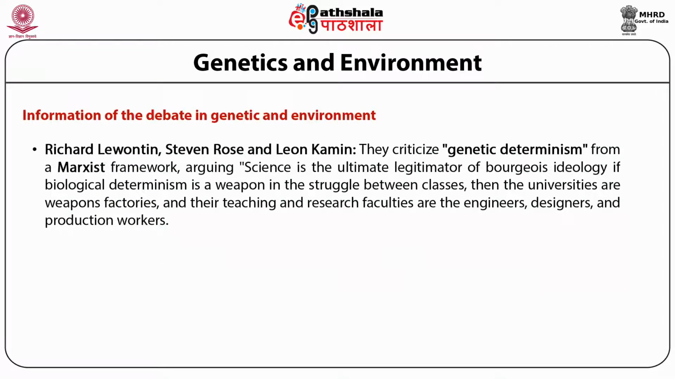Richard Lewontin, Stephen Rose, and Leon Kamin criticized genetic determinism from a Marxist framework, arguing that science is the ultimate legitimator of bourgeois ideology. If biological determinism is a weapon in the struggle between classes, then the universities are weapon factories, and their teaching and research faculties are the engineers, designers, and production workers. Their debate shifted away from whether heritable traits exist to whether it was politically or ethically permissible to admit their existence.